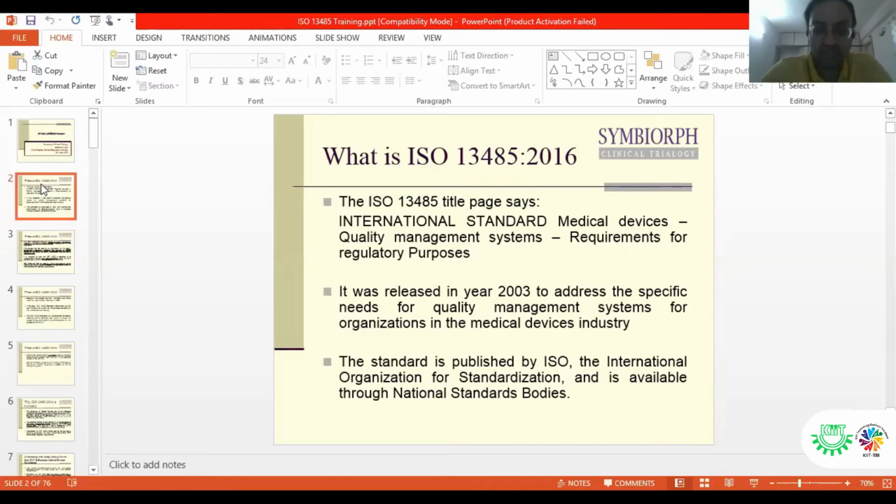13485 was first released in 2003, and then a series of amendments followed. After the first standard released in 2003, they amended 13485 and came up with a new version in 2012. Further, they made an amendment in 2016. So the current version applicable to all medical device manufacturers is the ISO 13485/2016 version.